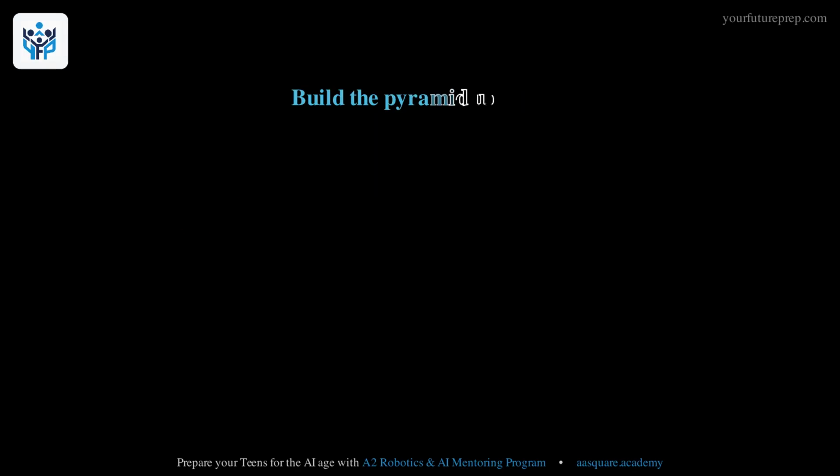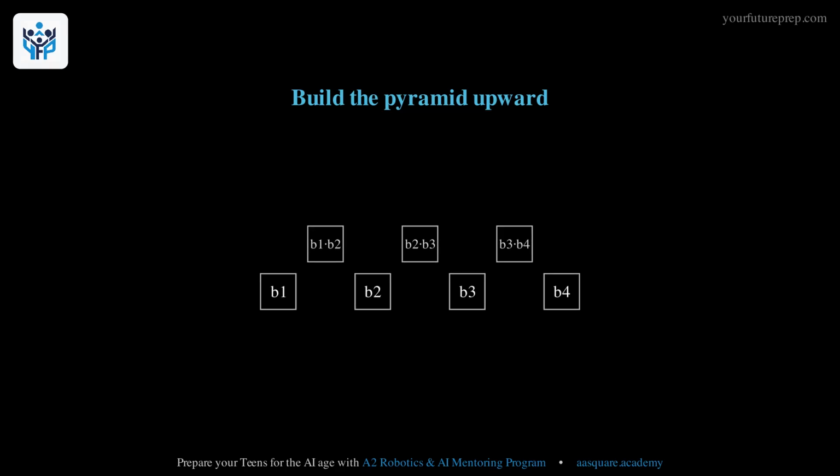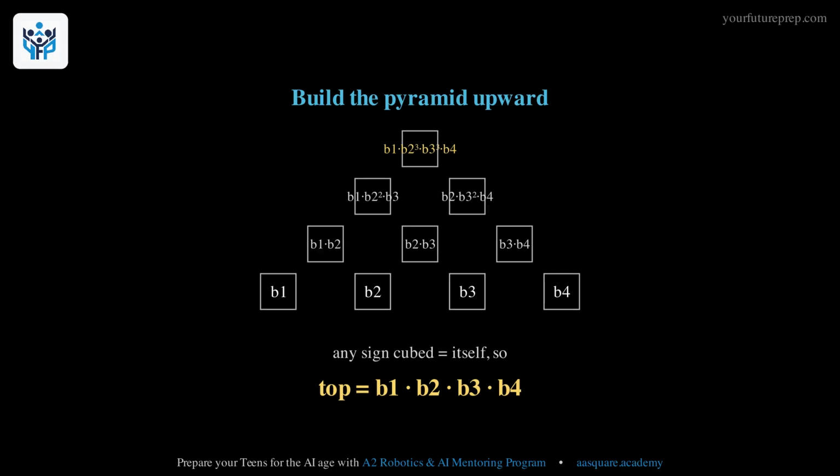Now build the pyramid upward, multiplying step by step. The top cell ends up as the 4 bottom signs raised to the powers 1, 3, 3, 1. But any sign cubed is just itself, so the top cell equals the product of all 4 bottom signs.